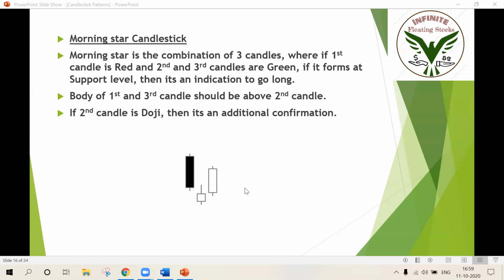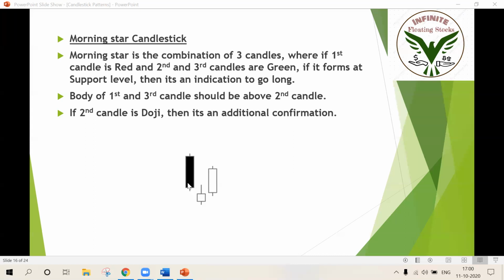Thanks for your patience and thanks for waiting. I repeat, the morning star candlestick pattern. Morning star is a combination of three candles where the first candle is red and the second and third candles are green. If it forms at support level, then it's an indication to go long. The body of the first and third candles should be above the body of the second candle. Look at this figure. This is the body of the second candle, but the bodies of the first and third are above it.